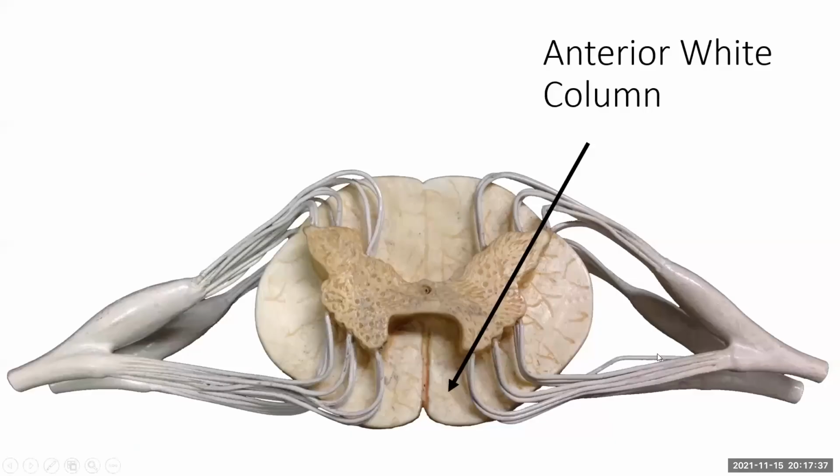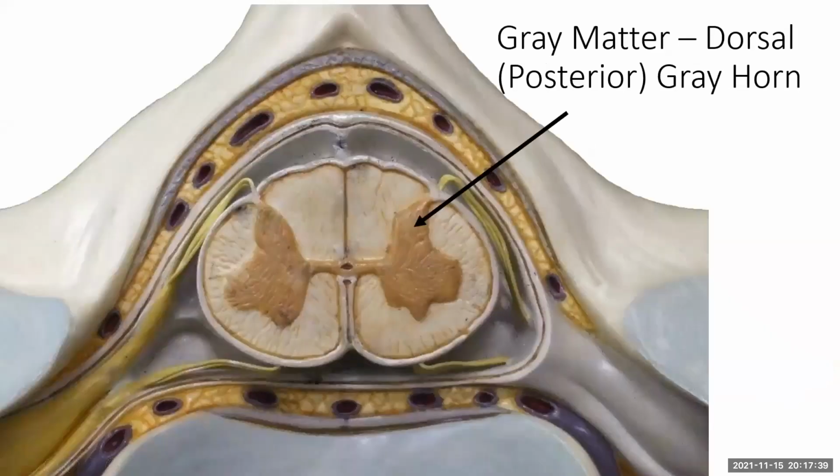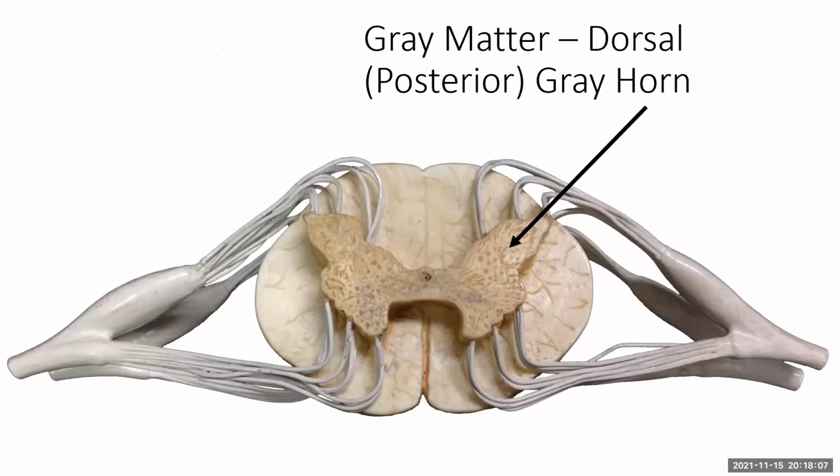Anterior white column. Now let's get into the gray matter here. The back portion of the spinal cord is where that sensory information is going to come in. That is known as the dorsal, or you can call it the posterior gray horn. Dorsal gray horn or posterior gray horn, either or. Here you can see it on this model. That's the dorsal gray horn or the posterior gray horn. Again, it's just gray matter.